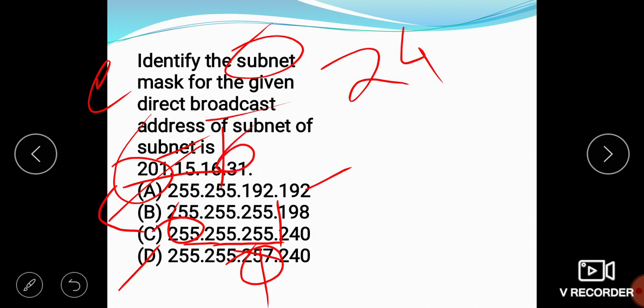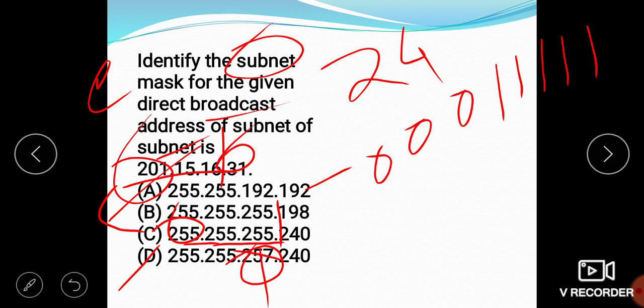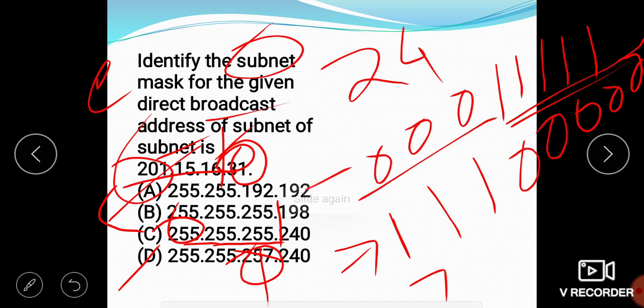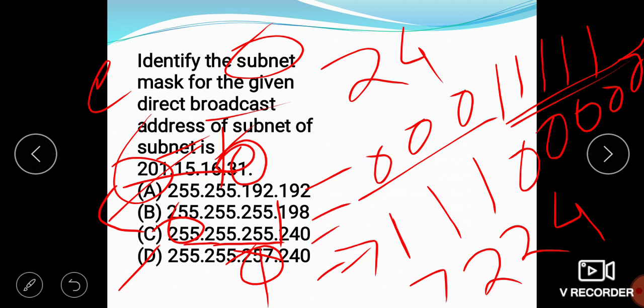If you convert 31 into binary, then you get the number of 1s and 0s. Now convert the first 30 bits into 1, and all the other bits you convert to 0. In this way you can find the subnet mask. Now convert this into decimal value, you get 240, 224. But you can see that this is not given in any option. So for this reason none of these options should be correct, because this question is wrong.